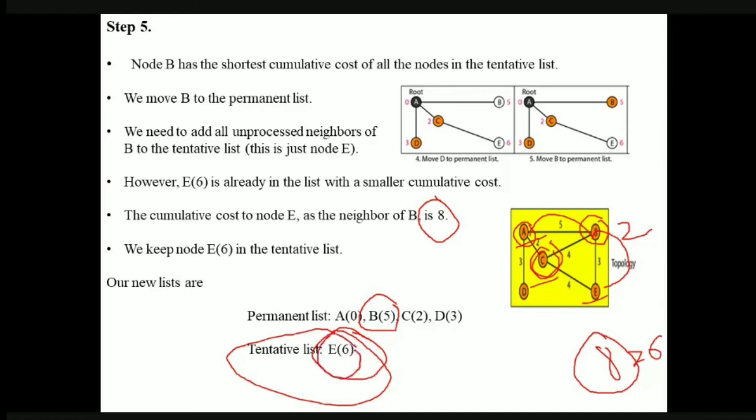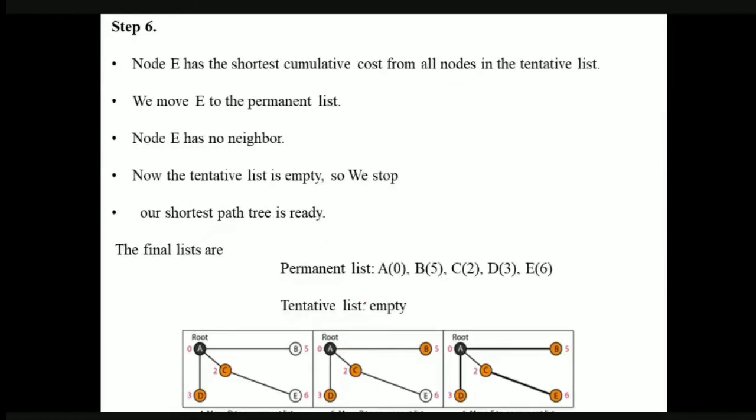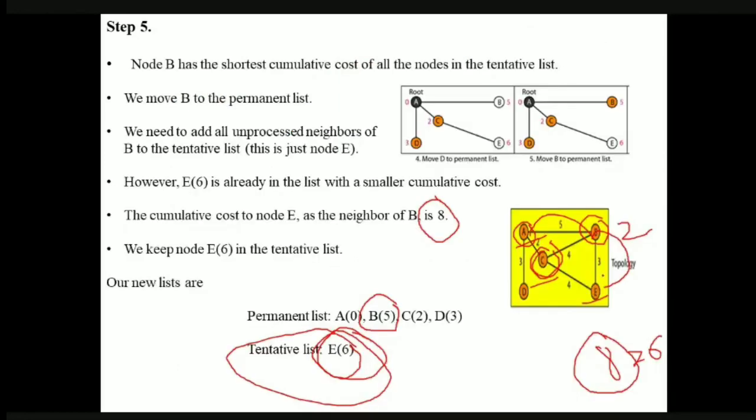Now we will take this node. After taking this node, what will we do? E has the shortest cumulative cost among all the nodes in the tentative list. So we'll move E to the permanent list. And E does not have any unprocessed neighbor. In the example, E does have neighbors, but they are all already processed.